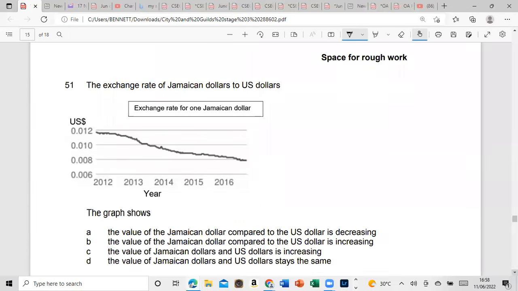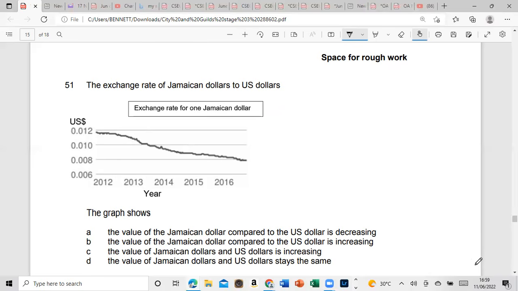Exchange rate of Jamaican dollars to US dollars. So this is US 0.2. The exchange rate for 1 Jamaican dollar. So if the Jamaican dollar goes down, it becomes 0.3, so it had less US.